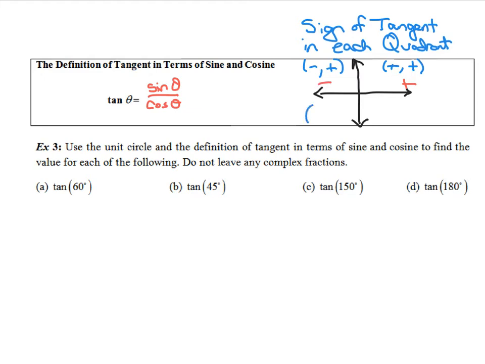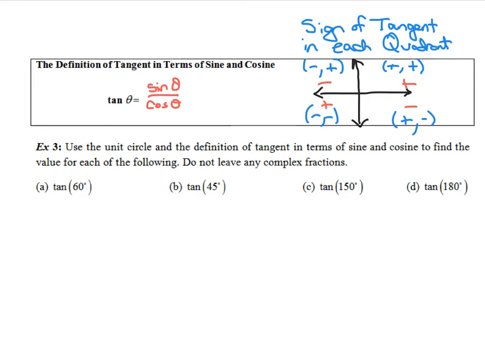In quadrant 3, I know that both the x and the y are negative, so when I divide negative by negative, that's telling me that the tangent is going to be positive in that quadrant. And in the 4th quadrant, my x-coordinate is positive, my y-coordinate is negative, so when I divide negative by positive, the tangent will be negative in that quadrant. So I can see that the signs of tangent are going to be dependent on what the signs are for sine and cosine in each quadrant.